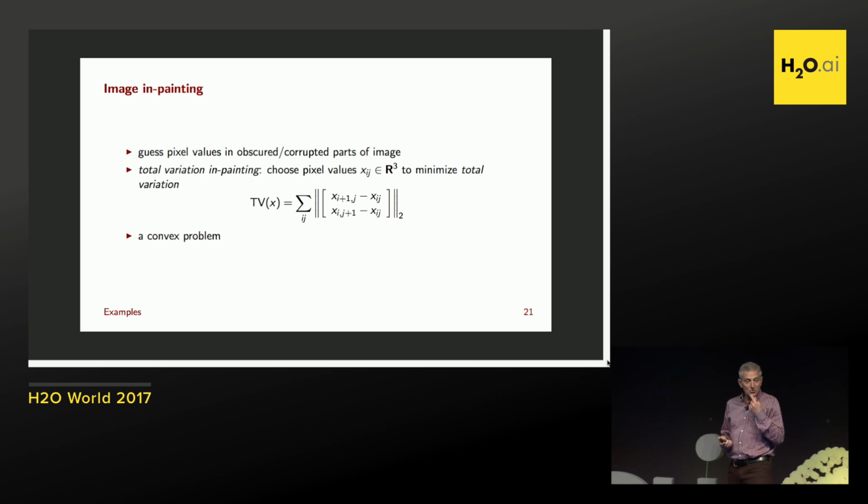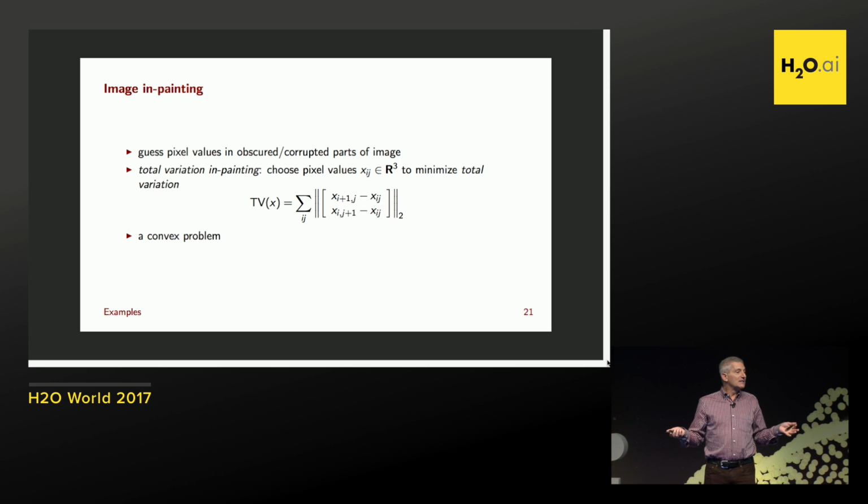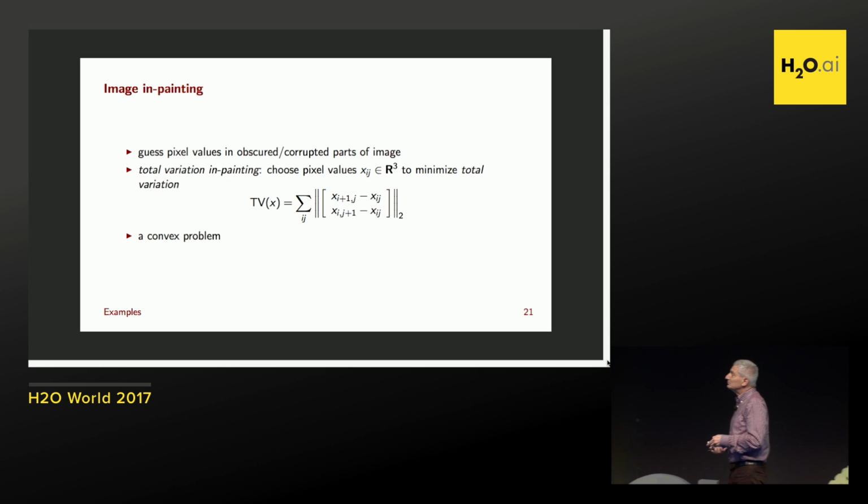So the next one is going to be an inversion problem. It's image inpainting, and that works like this. You have an image, and some of the pixel values are just obscured or unknown. You just don't know what they are, and your job is to guess what they are. That's it.